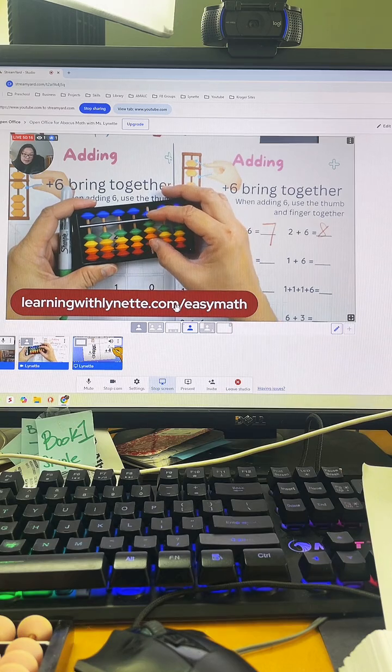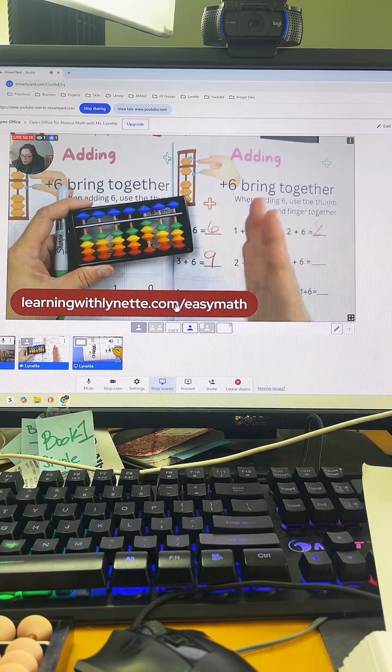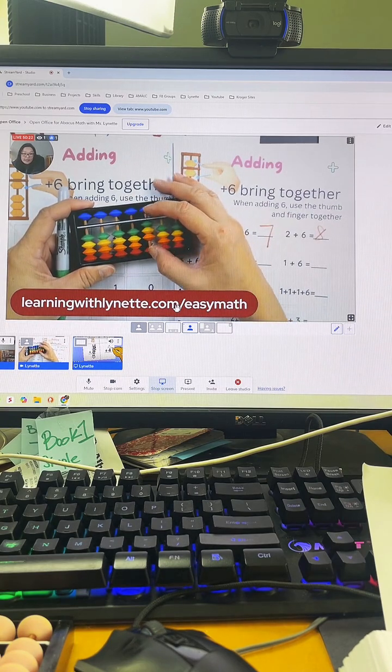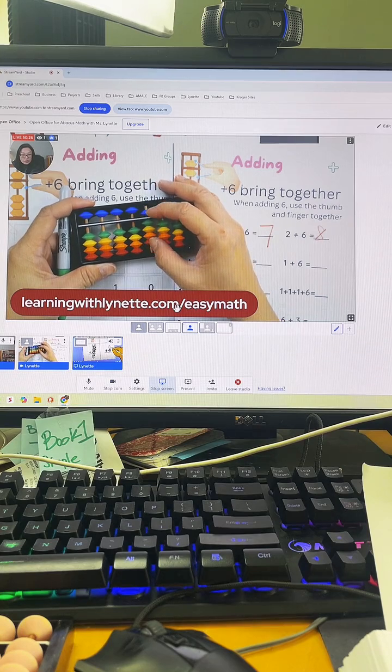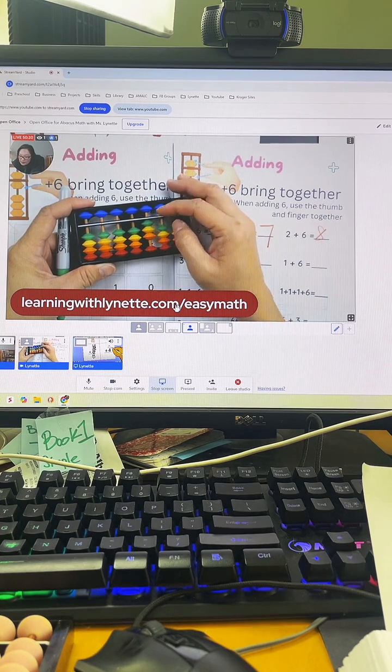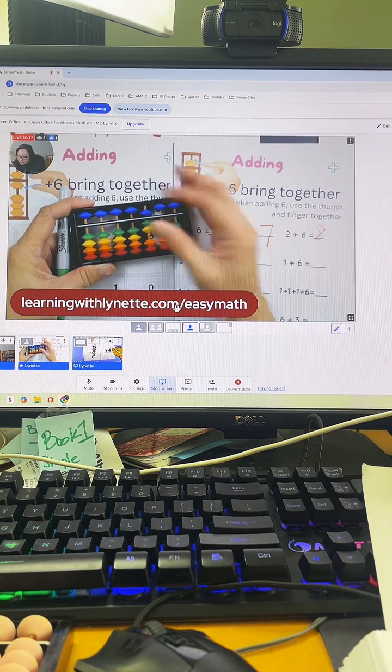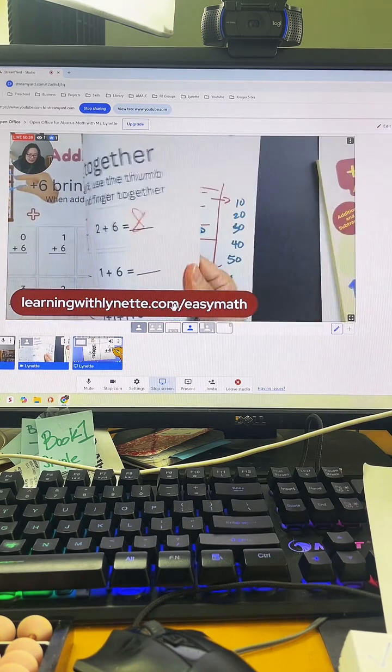If we have 1 plus 6, we know it's 1 bead on top and 1 bead on bottom. This will always be the case, right? So we do 3 plus 6. We do 1 bead on top and 1 bead on bottom, and we bring them together. The reason I have broken up my questions and my book like this is so we can see the different variations of adding 6. And that's it. Those are the 2 beads that we add.